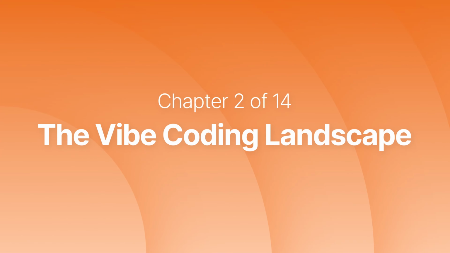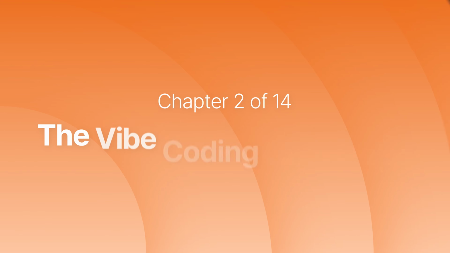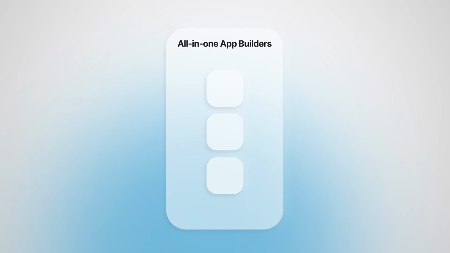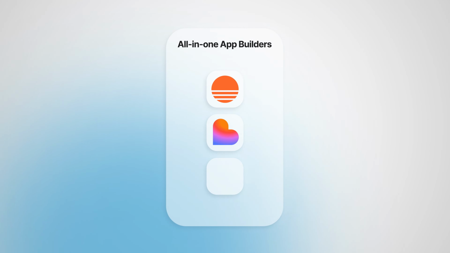Now let me show you what the tool landscape actually looks like. There are over a dozen vibe coding tools out there right now, and more launch every month. I'm going to give you a quick overview of the main categories so you know what's available, and then we'll pick one together and build something. These tools fall into three categories. The first category is all-in-one app builders. These are platforms like Base44, Lovable, and Bolt.new.